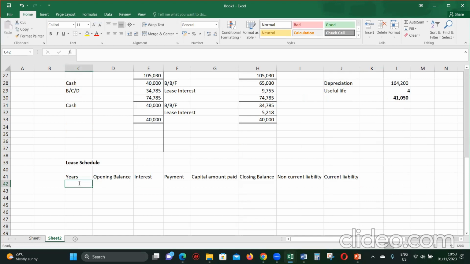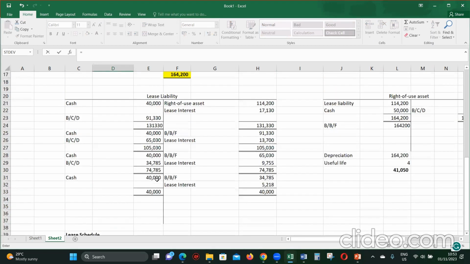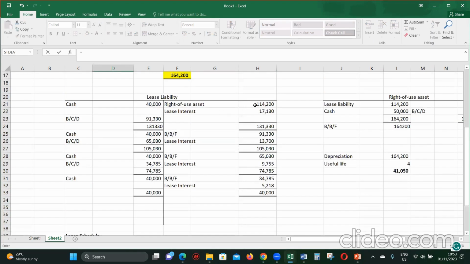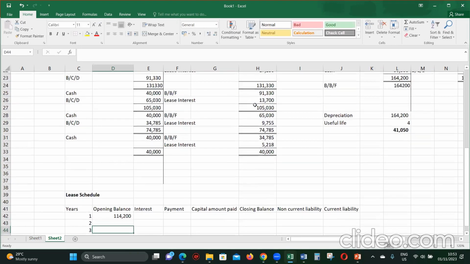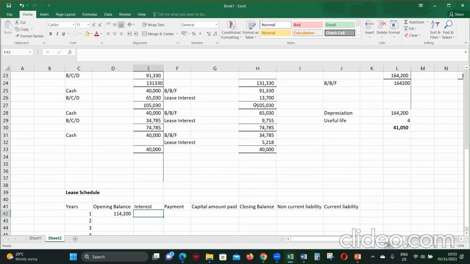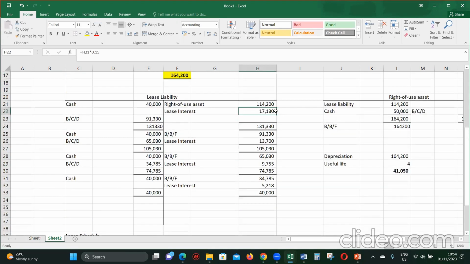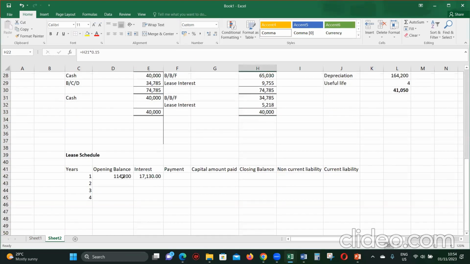How many years do we have? 1, 2, 3, 4. What is the opening balance? Opening balance of the lease liability. This is 114,200. How to compute interest? From the lease liability, 15%. 17,130. Am I correct? Yes. This is what we computed. 17,130.